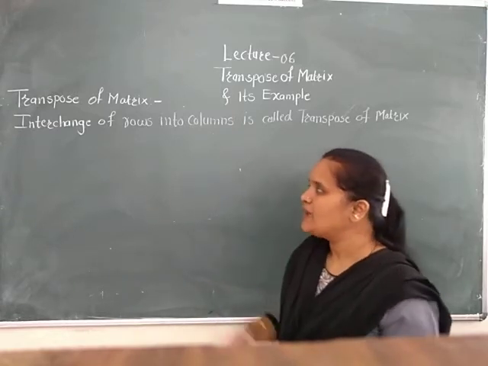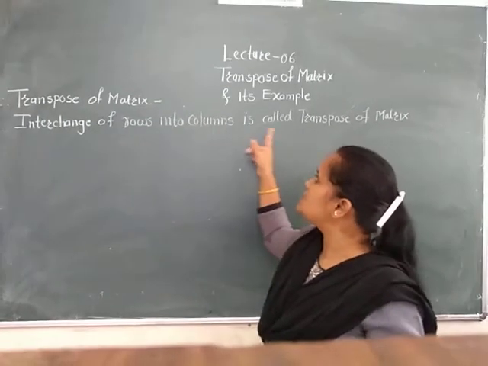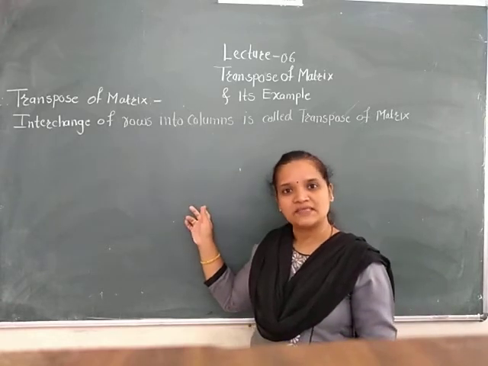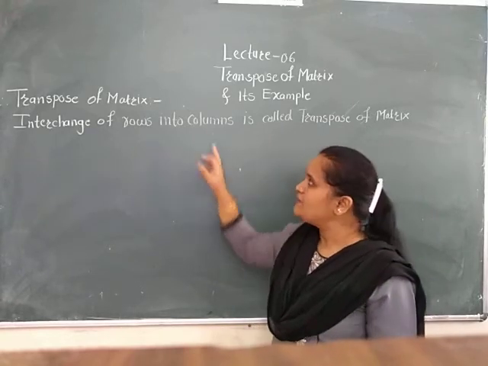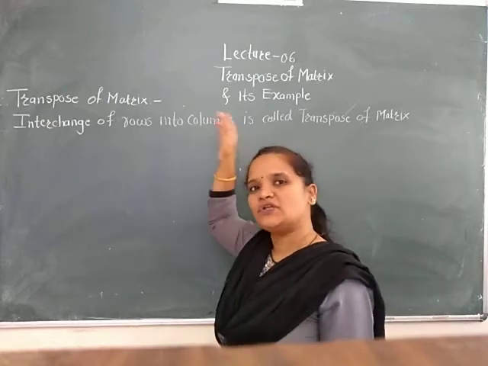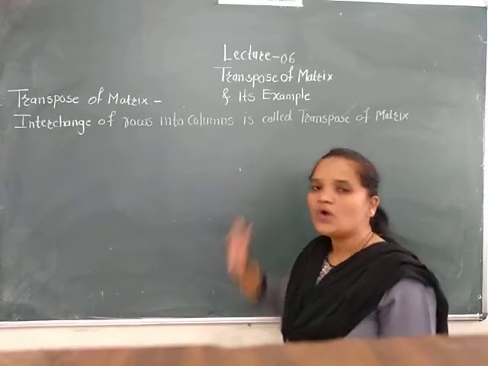Interchange of rows into columns is called transpose of a matrix. The transpose of a matrix is nothing but rows will become columns, or we can say columns are changed into rows. This is nothing but the interchange of rows into columns.